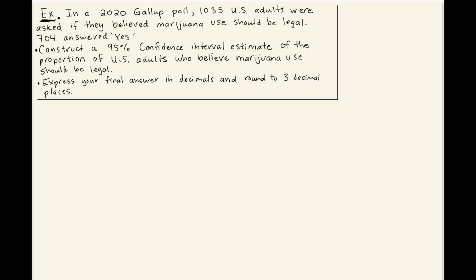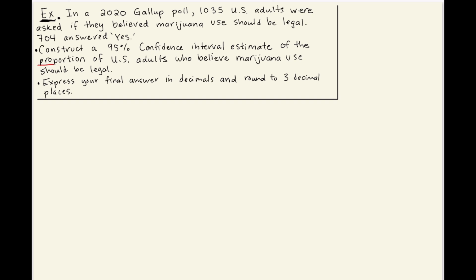In this example, we are going to construct a confidence interval to estimate a population proportion. So in a 2020 Gallup poll, 1,035 U.S. adults were asked if they believe marijuana use should be legal. 704 answered yes. Construct a 95% confidence interval estimate of the proportion of U.S. adults who believe marijuana use should be legal. Express your final answer in decimals and round to 3 decimal places.